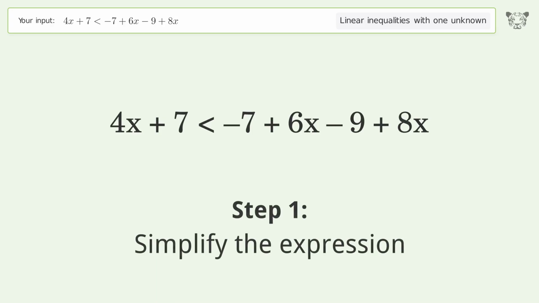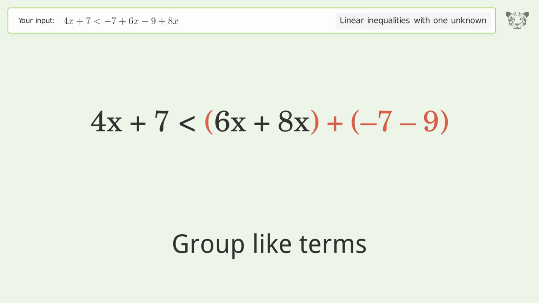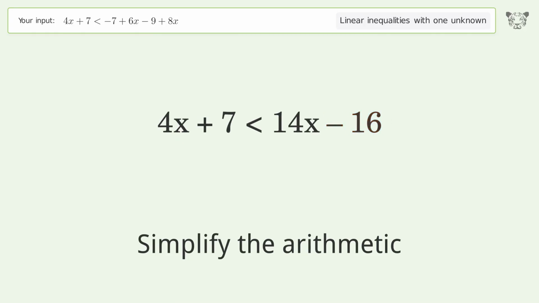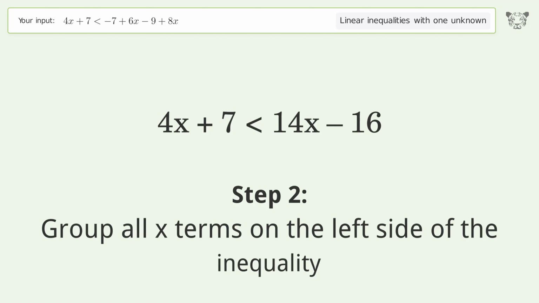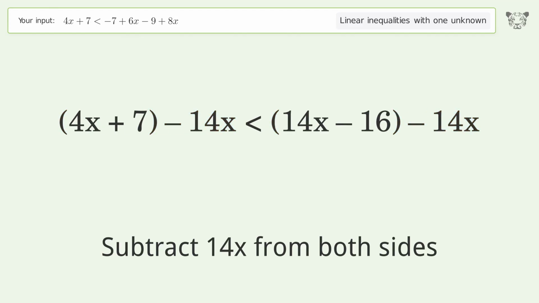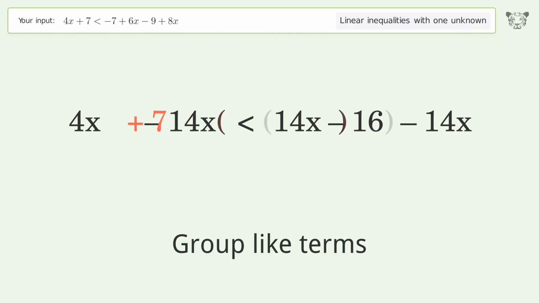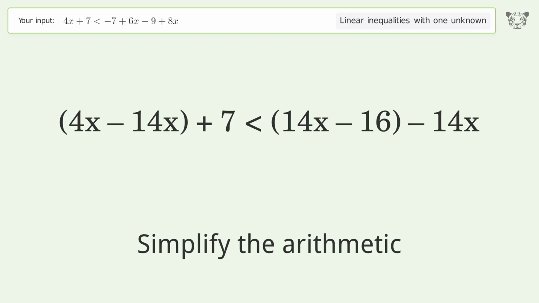Simplify the expression. Group like terms. Simplify the arithmetic. Group all x terms on the left side of the inequality. Subtract 14x from both sides. Group like terms. Simplify the arithmetic.